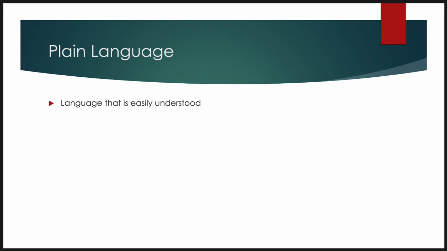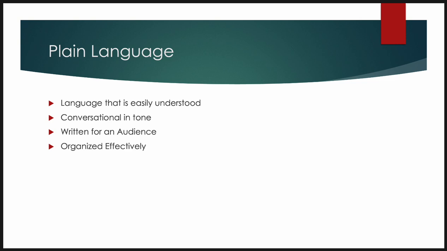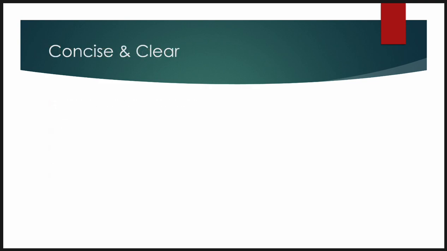And that means it's language that's easily understood. This is language that is conversational in tone, that's written specifically for an audience in mind, that's organized effectively for easy reading, and that is designed for reading, so that everything about the message is for the audience. It's simple, it's clear, it's to the point, it doesn't use overblown vocabulary, it doesn't use overly complex phrases when a simple phrase will do. And it's concise. Conciseness and clarity are the hallmarks of business writing, and it's one of the things that you're really going to need to work on this semester.